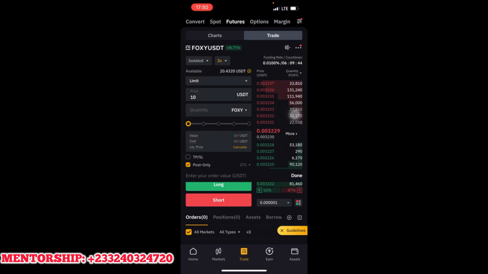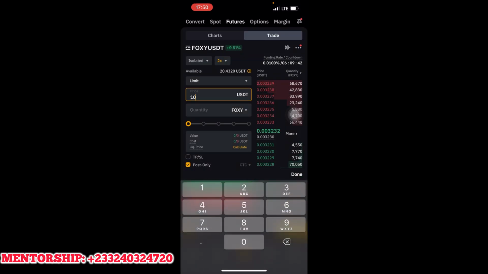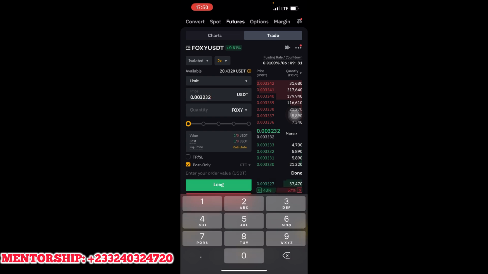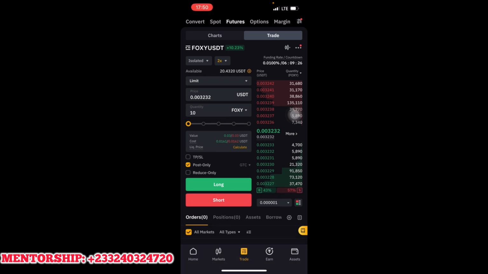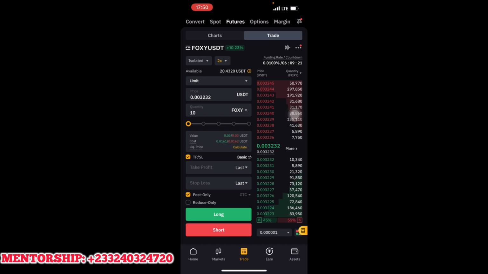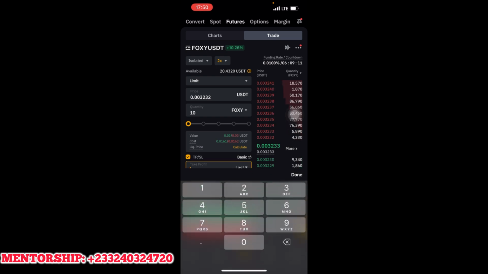But me, I normally choose this one. So over here, the entry I want to enter at is 0.003232. That's my entry, and the amount that I want to spend is 10. You see that? Then after that, I will choose TP and stop loss, because it's not every time that we get the time to watch the chart and everything. So my take profit has to be more than the entry price.